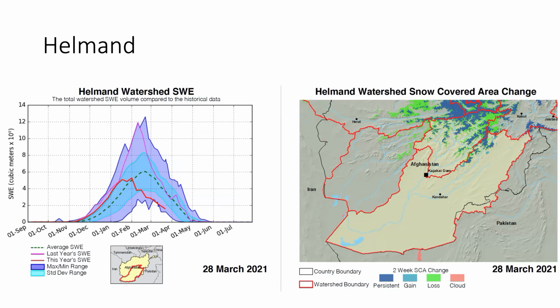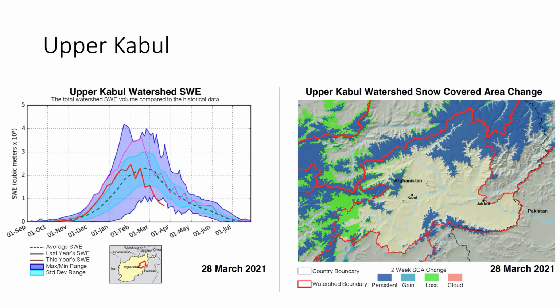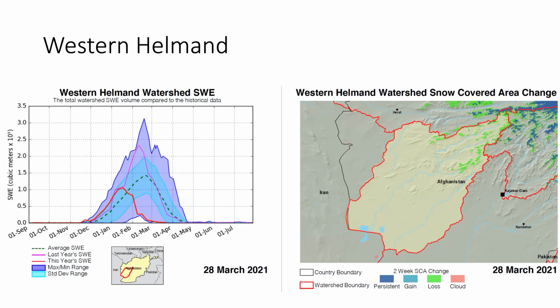Here on the left, the red line shows that the Helmand Basin was above average for the beginning of the year, just like the Amu Darya, but not quite as high. Now it has fallen to near the minimum since 1987. The upper Kabul is similar to that. It was above average, but is now below the minimum since 1987. Snow in the Western Helmand has fallen to near zero earlier than usual.